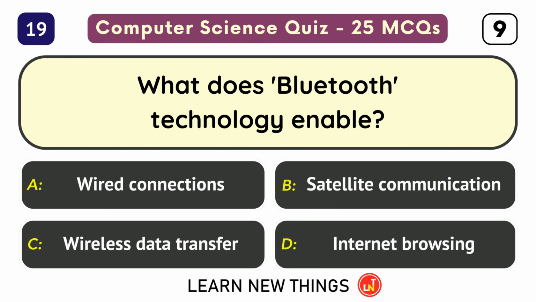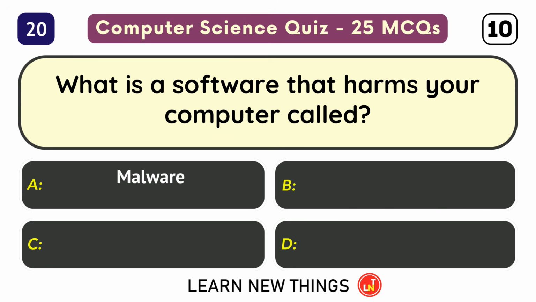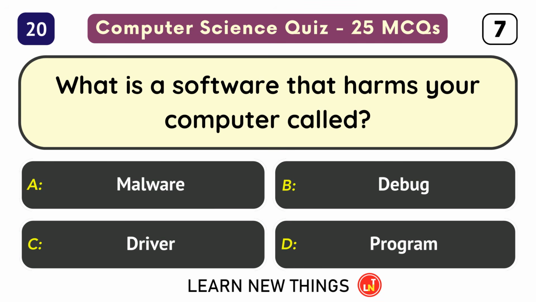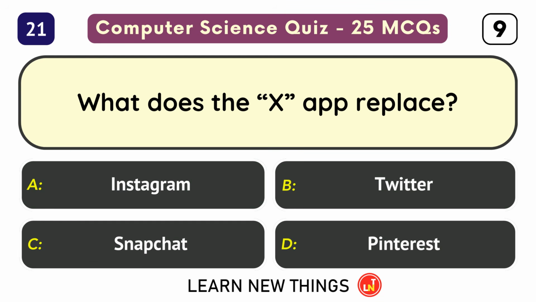What does Bluetooth technology enable? Wireless data transfer. What is a software that harms your computer called? Malware. What does the X app replace? Twitter.